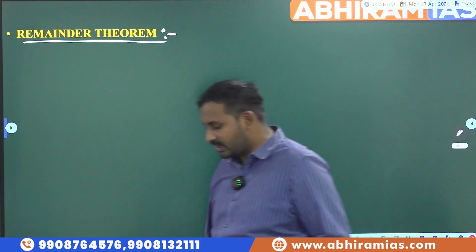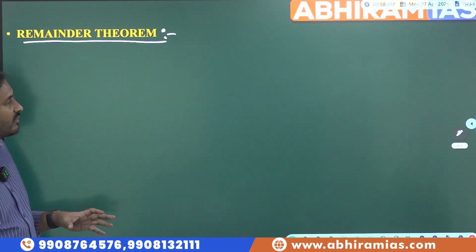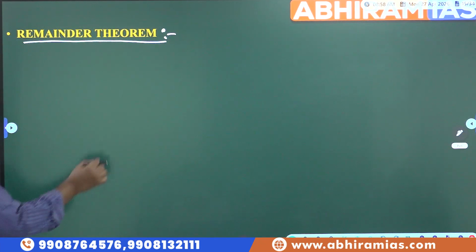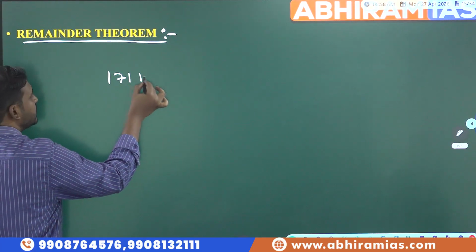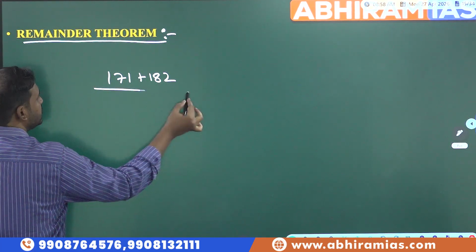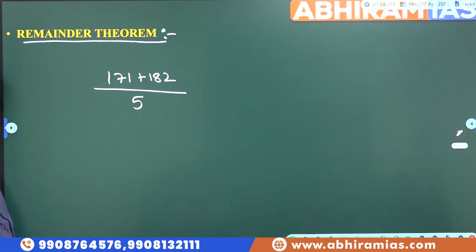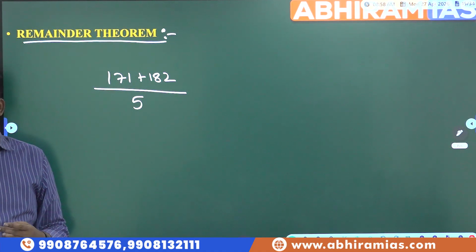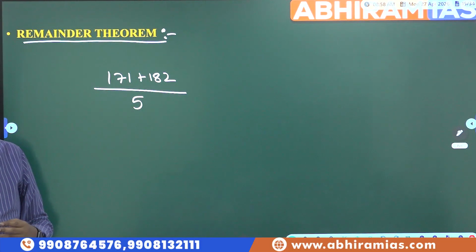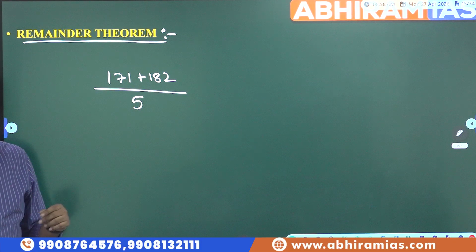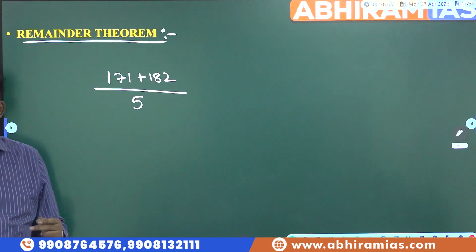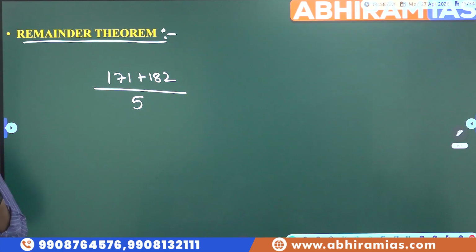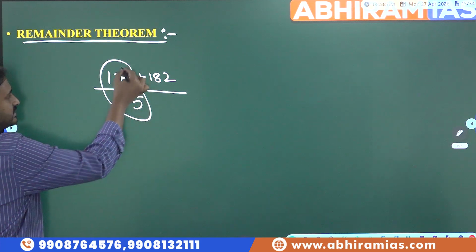Now the third one. Whenever you have any huge calculation, something like 171 plus 182 should be divisible by 5, in general what will be our process? We will add 171 plus 182, you will get 353. 353 by 5 means what will be the remainder? 3. But what we can do is find the individual remainders.